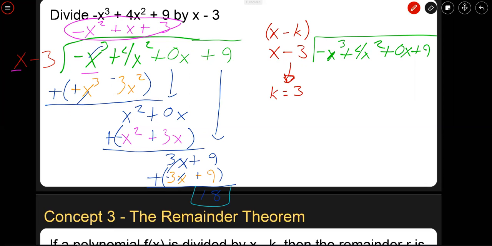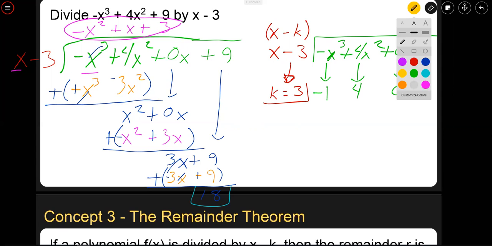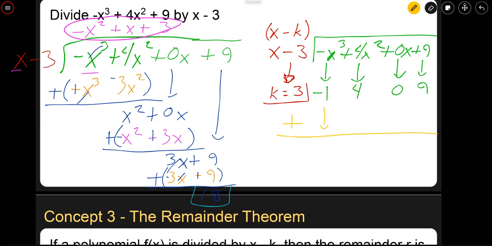So I'm going to bring that 3 down and put a little box around it to keep track of it. And then with my dividend, I'm going to bring down all of my coefficients. Negative x to the third becomes negative 1. 4x squared becomes 4. 0x becomes 0. And 9 becomes 9. Now, what I'm going to do is continue bringing things down. Starting with the first value, I'm going to bring this negative 1 straight down. No change to it.